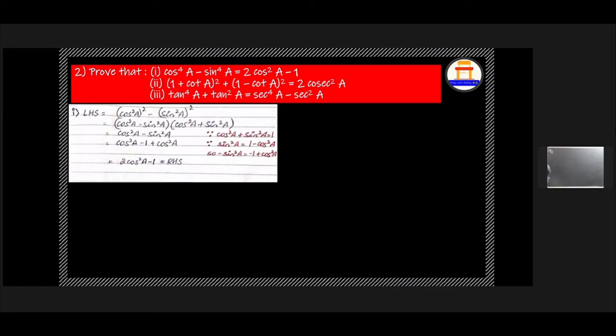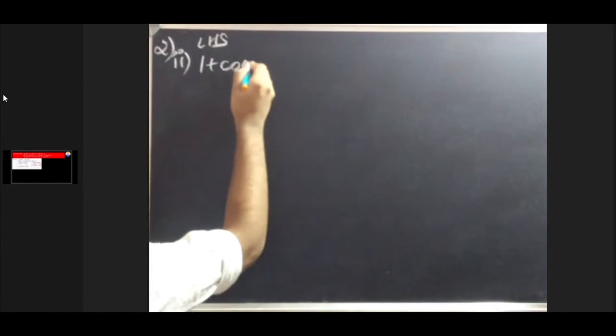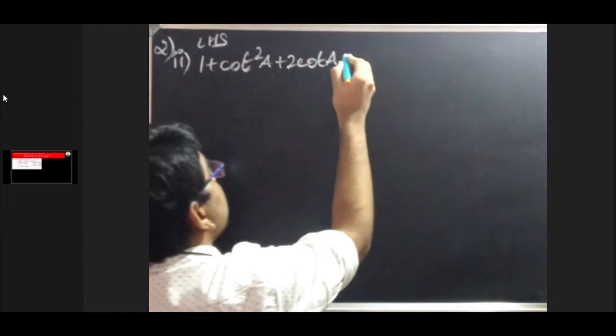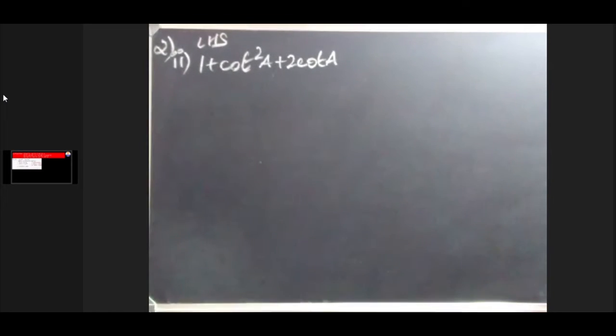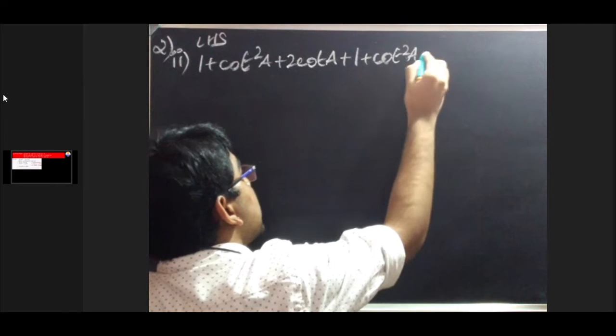The next question states that in the LHS, (1 plus cot A) whole square plus (1 minus cot A) whole square equals 2 cosecant square A. So let's remove the brackets from the LHS. I will start from the LHS only. 1 plus cot square A plus 2 cot A, then plus 1 plus cot square A minus 2 cot A.